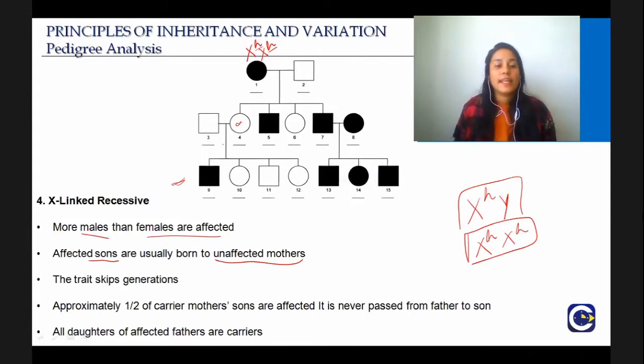Then approximately half of carrier mother's sons are affected. It is never passed from the father to the son. That will never happen. If the father is diseased, mother is normal, all the daughters will be carriers. The disease will never pass from the father to the son. It will be again this crisscross pattern that we saw in the example of hemophilia. All daughters of affected fathers are carriers. Just try to remember that example of hemophilia, okay, that we started our lecture with.